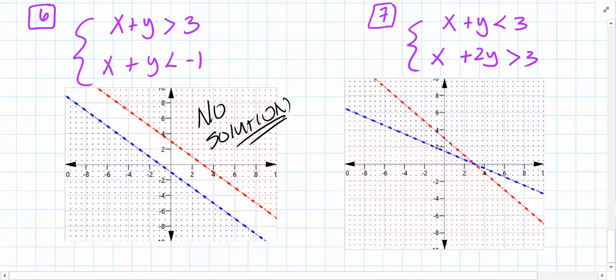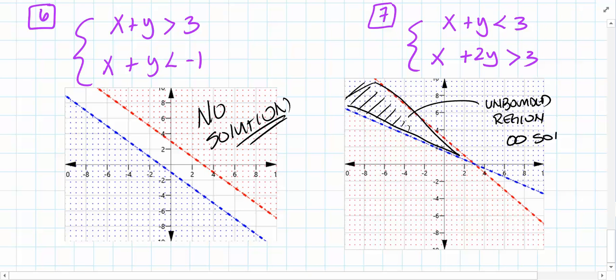Yeah, this little sliver in between here, right? This part and then all of that. But my question is, does it go on forever? Yes. So this goes on forever and ever, and it keeps going up. So this is called an unbounded region. If there's an unbounded region, we're talking about an infinite amount of solutions here.